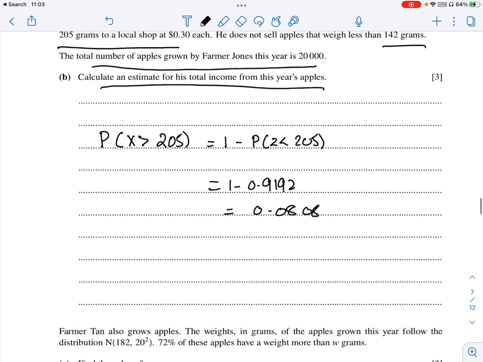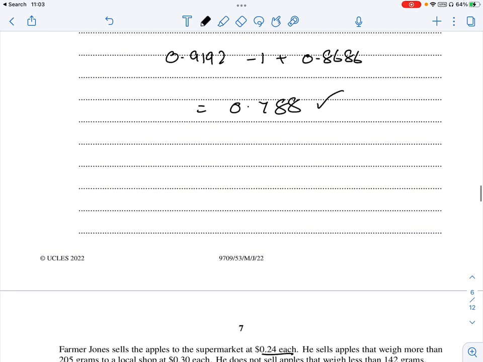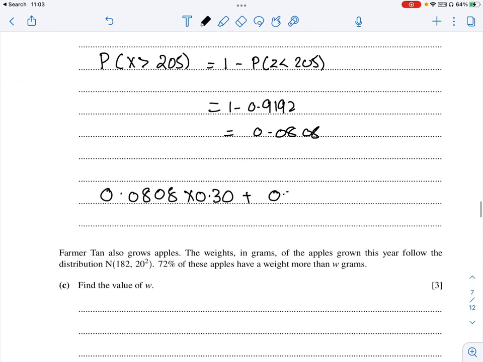Now he will be selling the one which is more than 205 for 0.30. So 0.0808 times 0.30 plus the other one to the supermarket, which is 0.24. What was the probability for the supermarket? We got 0.788. 0.788 times 0.24. But this is for 1. So for 20,000 times 20,000. Simplify that. You should be getting 4,266.24.